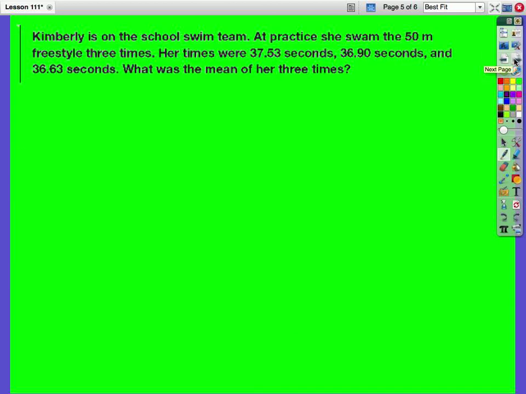One more example for you. It says Kimberly is on the school swim team. At practice, she swam the 50-meter freestyle 3 times. Her times were 37.53, 36.90, and 36.63. It says what was the mean of her 3 times? Okay, remember to find the mean or the average, we're going to add them up and divide by how many numbers we have.